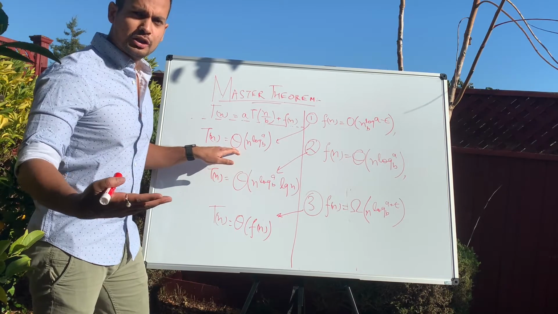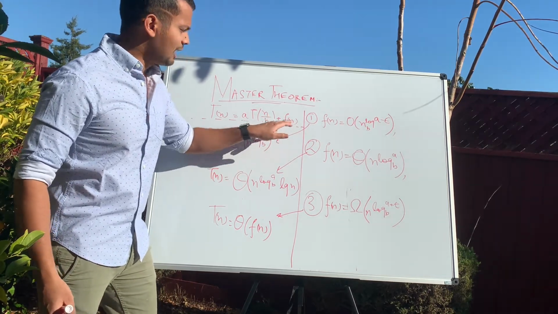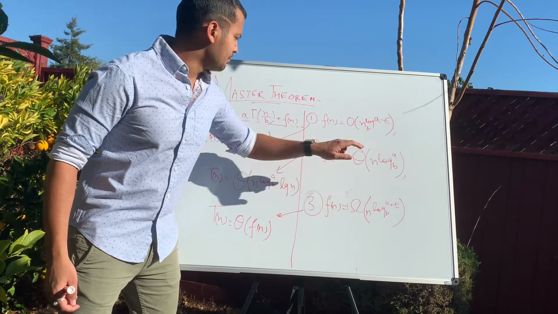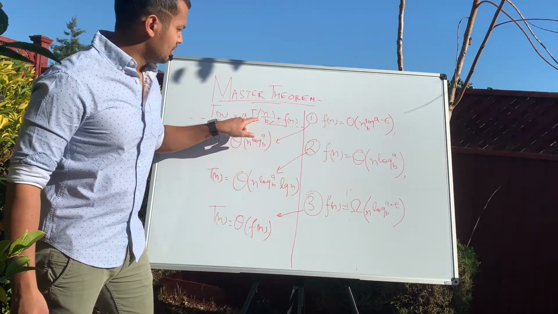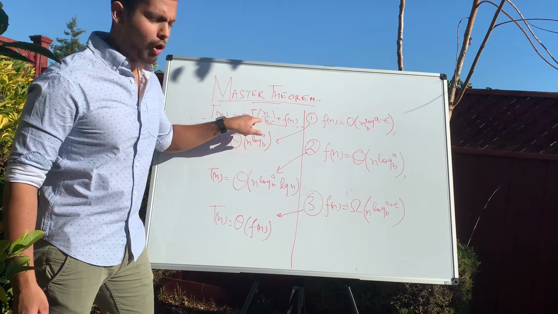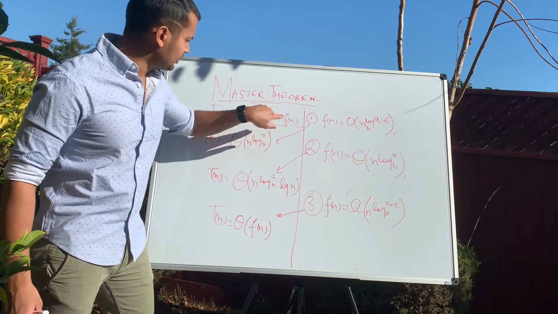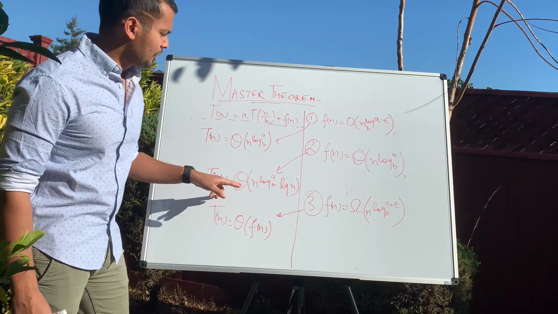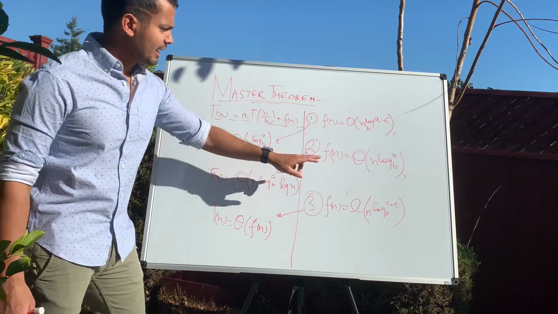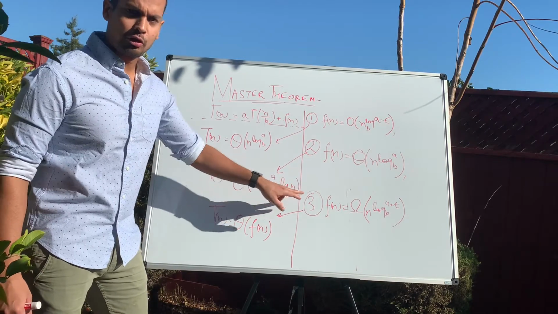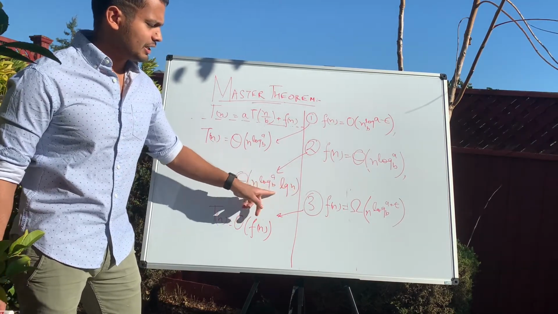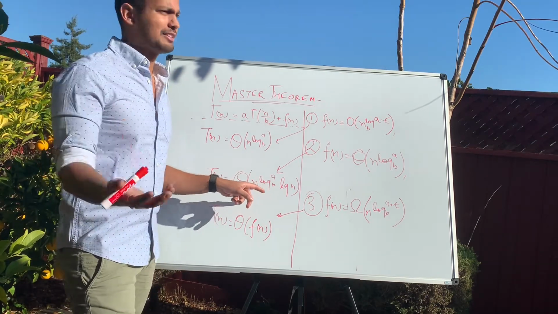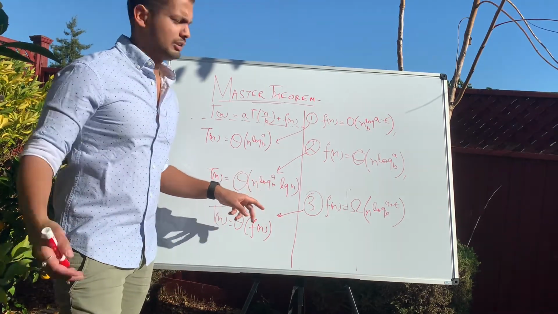In the second case, we see that these two are actually equal. f(n) is equal to theta of n^(log_b a), which means that both of them are comparable. In that case, we go to case 2 of Master Theorem, where we take n^(log_b a) times log n. And this is how we solve most of the merging algorithms, or searching, for example. I'll come to this later.